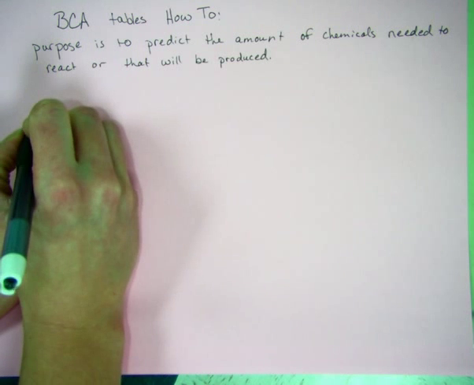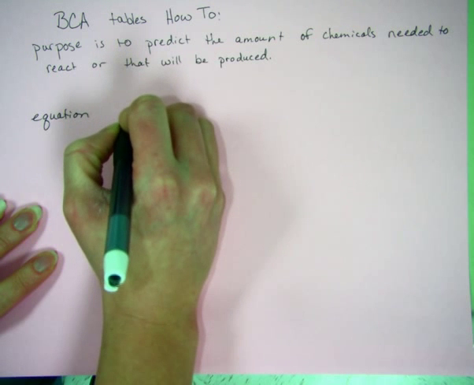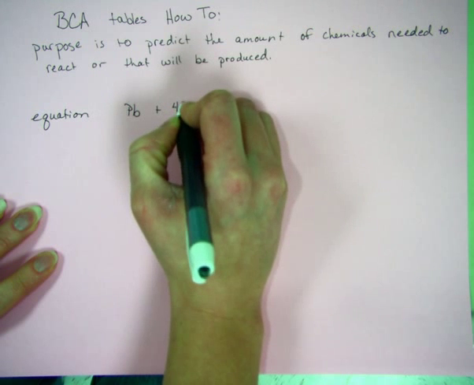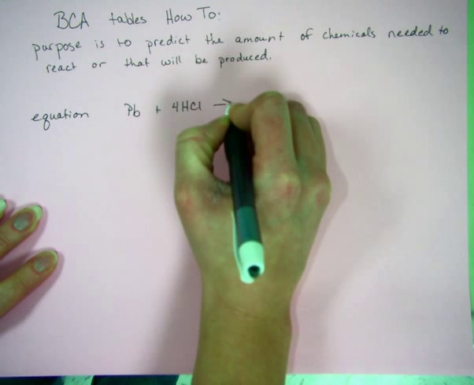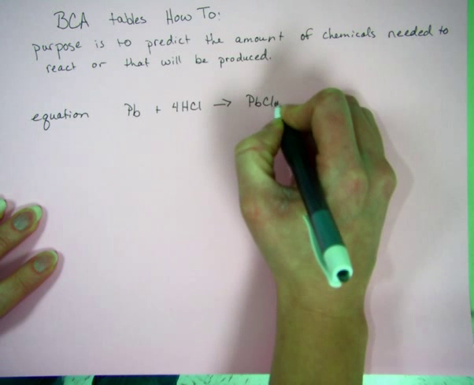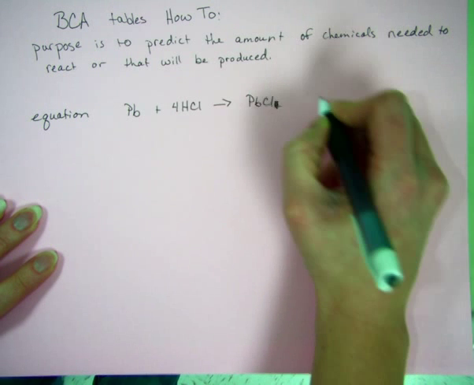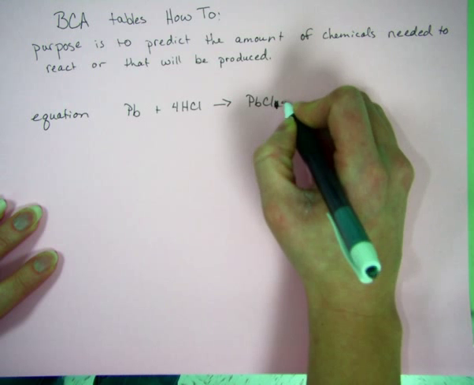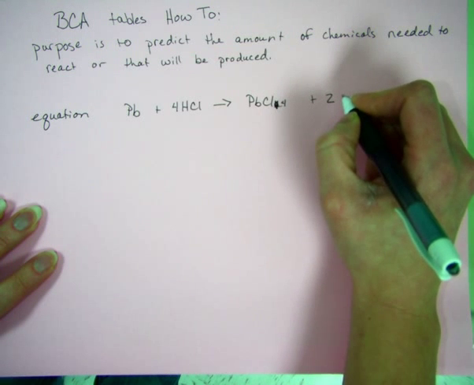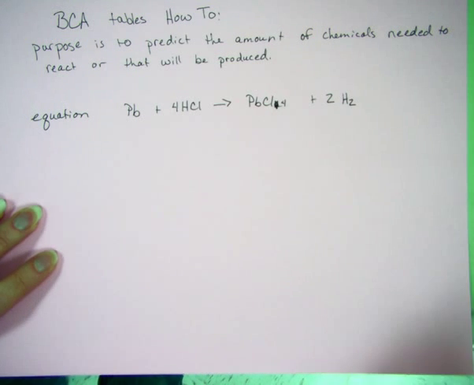So you start out with an equation, and we are going to use lead mixing with hydrochloric acid. We're going to use lead 4. It doesn't look like it's 4. There you go, 4. So it'll be lead chloride 4, and then 2 H2s.